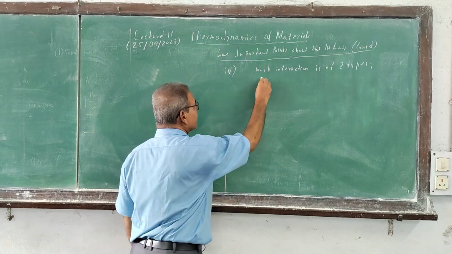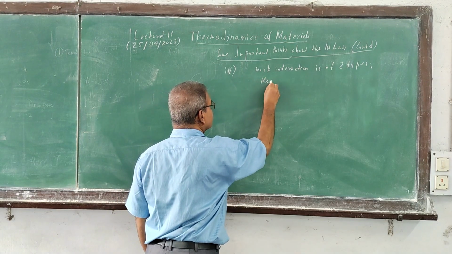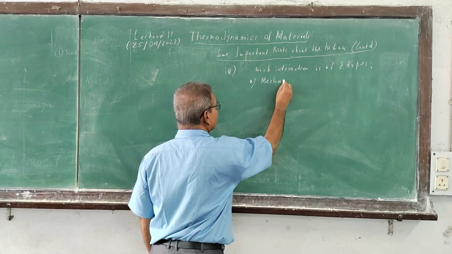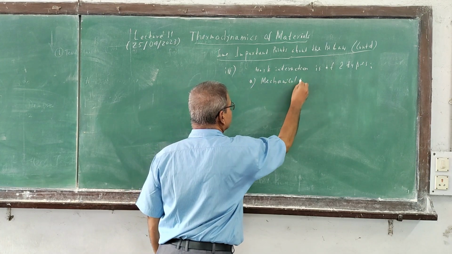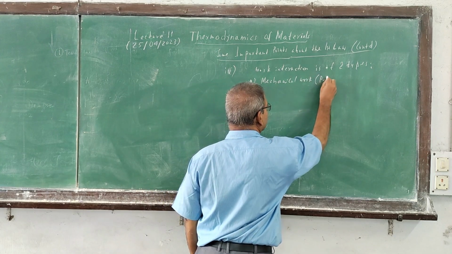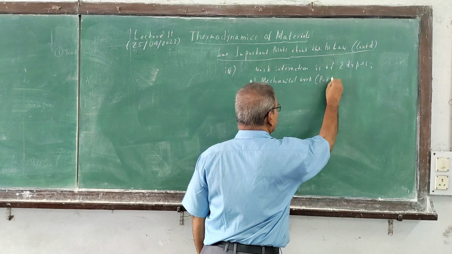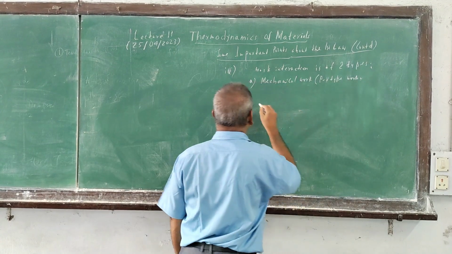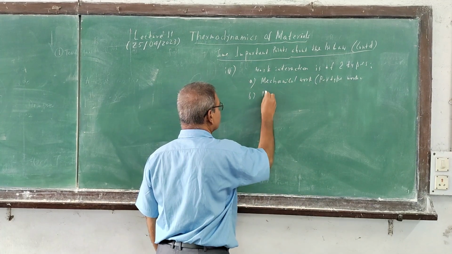What is this? Mechanical work. A mechanical work interaction, that is PV type. We say PV type, pressure volume type. Another is non-mechanical.